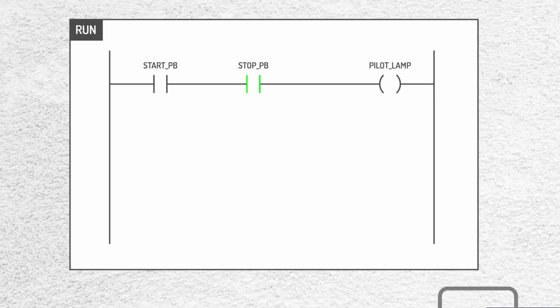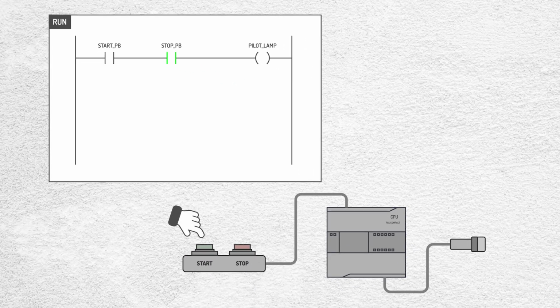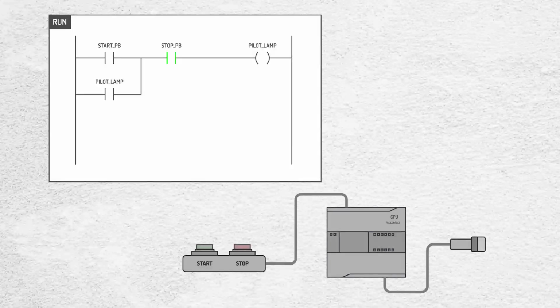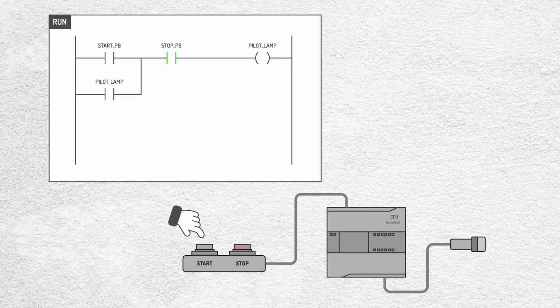Also, when pressing the start button, the pilot will light up only while the button remains pressed. When released, the pilot will turn off. This happens because push buttons generate short-duration signals that are only active while being pressed. If we want the pilot to remain on until the stop button is pressed, we must add a self-holding branch, in parallel with the logical contact of the start variable, using a contact associated with the output coil.